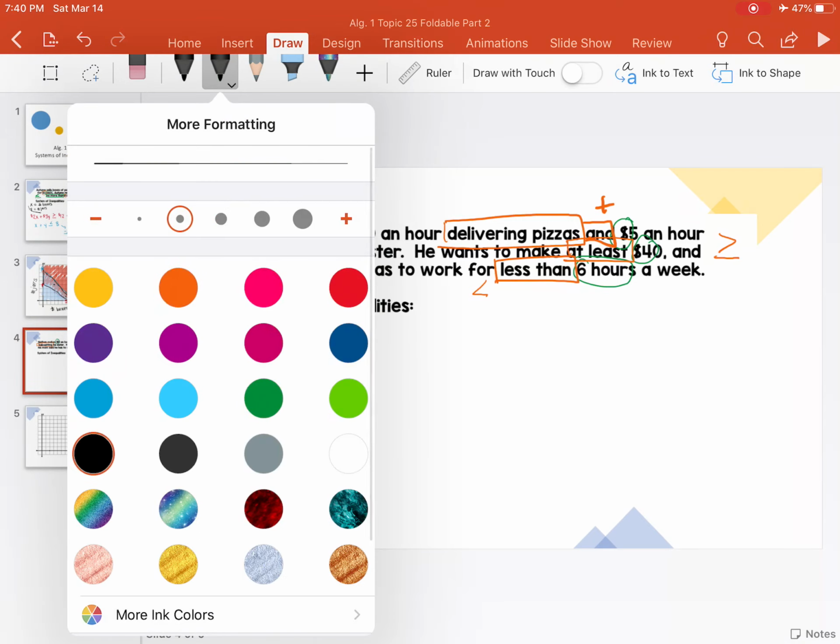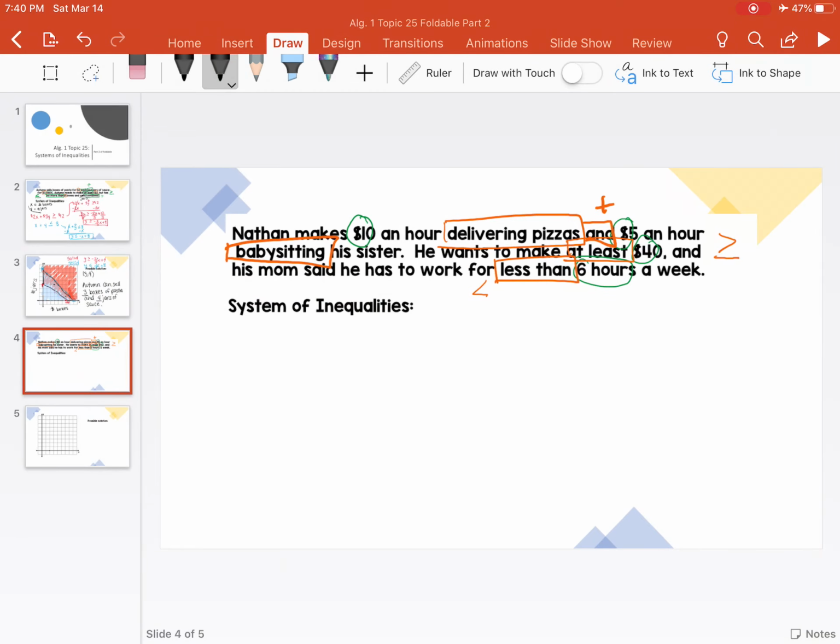So going into identifying our variables, here we know that Nathan is delivering pizzas as well as babysitting, but we don't know for specifically how long each week. So our x variable is going to be our number of hours delivering pizza and our y is our number of hours babysitting.